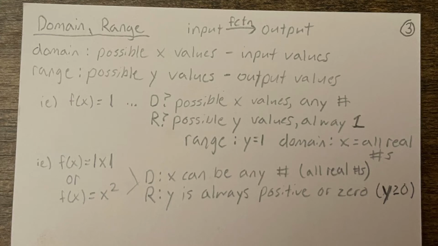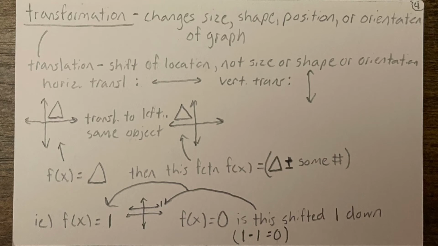Another example, f of x equals absolute value of x, or f of x equals x squared. Both functions have the same domain and range. X can be any number, so the domain is all real numbers. Y is always positive or 0, so the range is y is greater than or equal to 0. A transformation changes the shape, size, position, or orientation of the graph. A translation is a type of transformation.